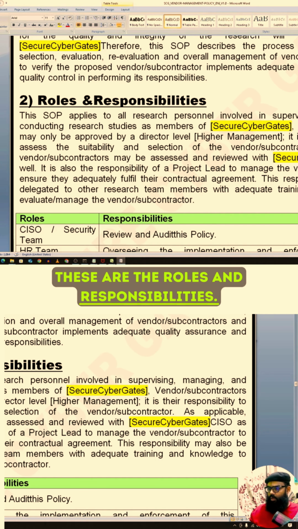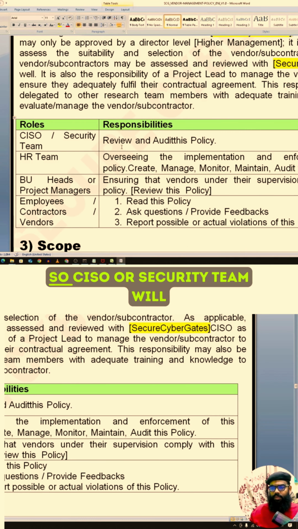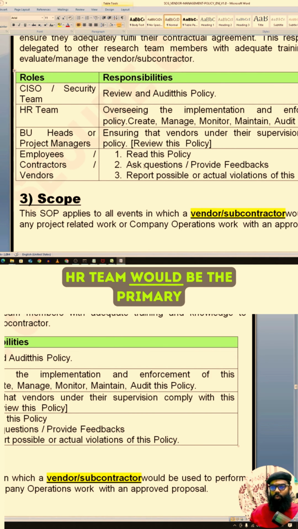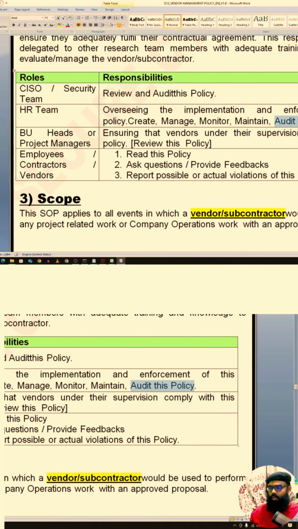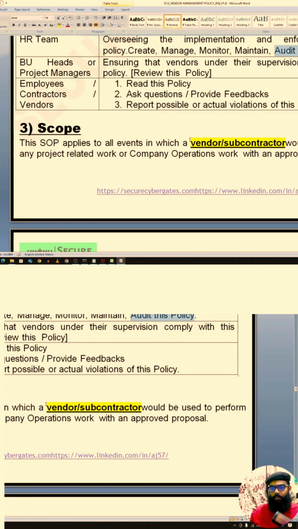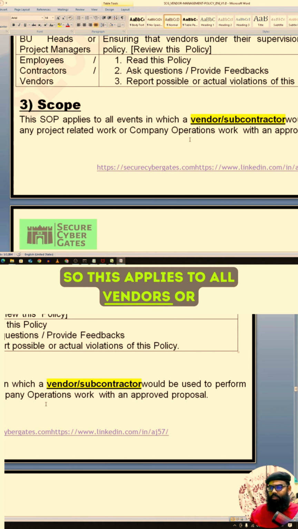These are the roles and responsibilities. The CISO or security team will review and audit this policy. The HR team would be the primary team creating, managing, monitoring, maintaining, and auditing this policy. This applies to all vendors or subcontractors.